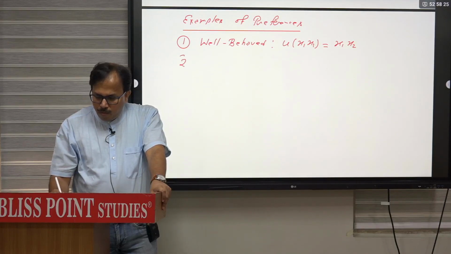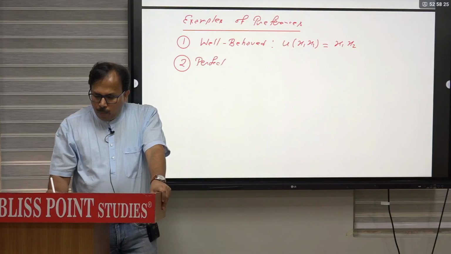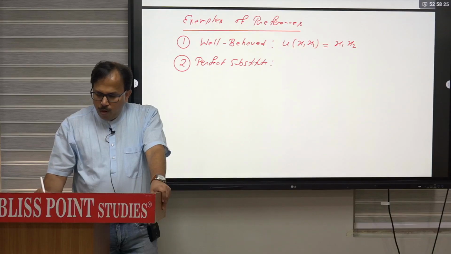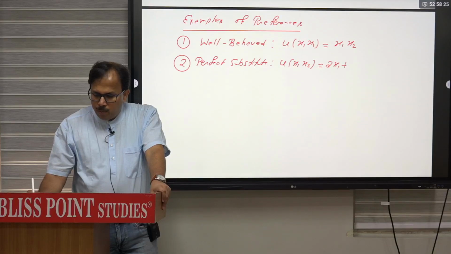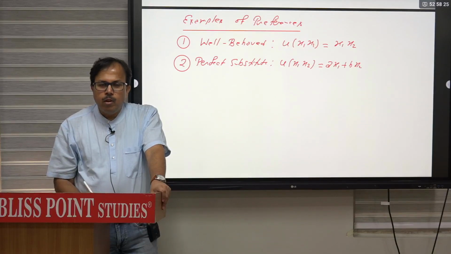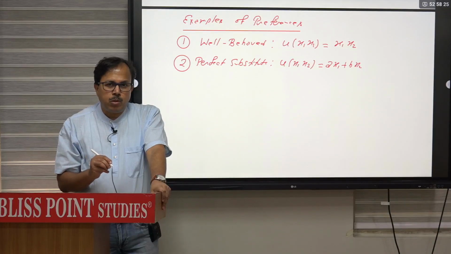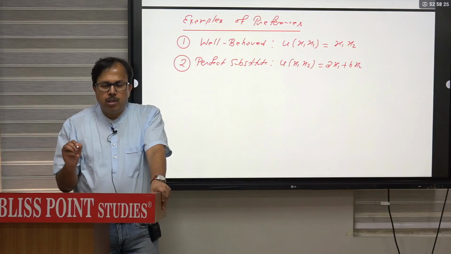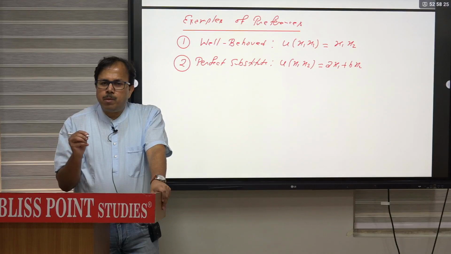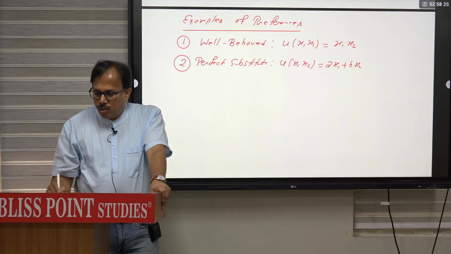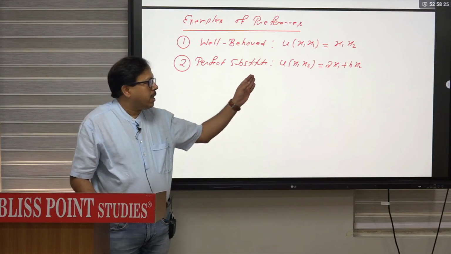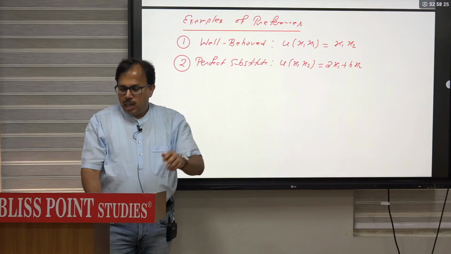Second, goods could be perfect substitute. So for perfect substitute, function will be written as ax1 plus bx2. When two goods are called perfect substitute, how to write down the utility function? What will be the property of this perfect substitute utility function? But commonly you write it in terms of ax1 plus bx2. A and B are positive numbers.